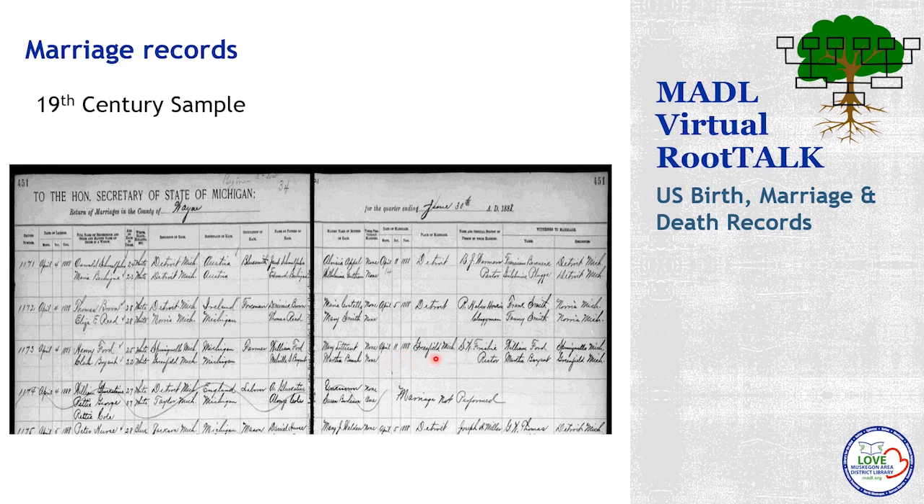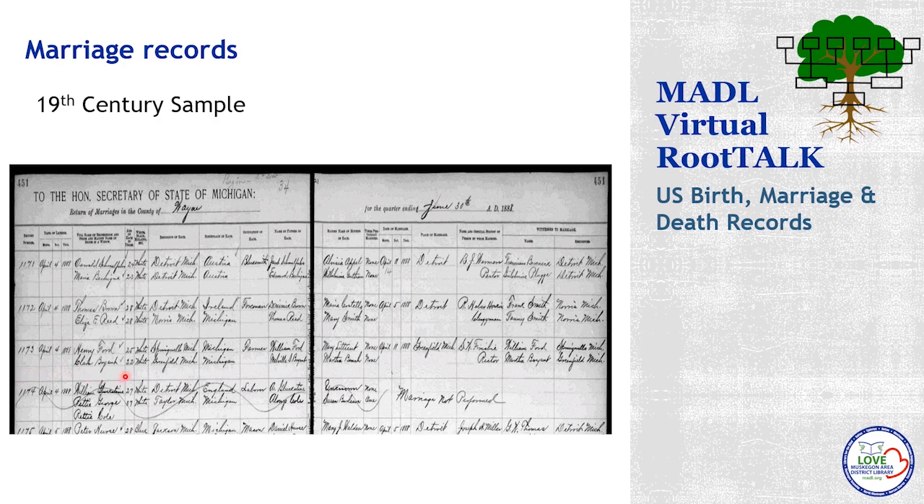The location was Greenfield, Michigan. And we have the name of the rector, and then the witnesses. Looks like it was Henry's father and Clara's mother who were the witnesses. So, wow, great information here on this 19th century marriage record.